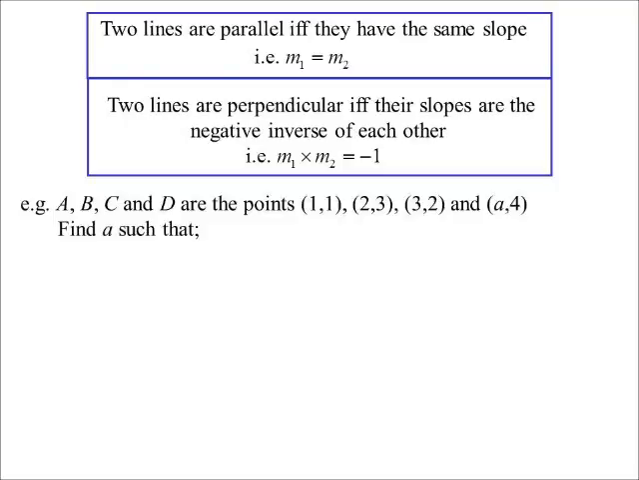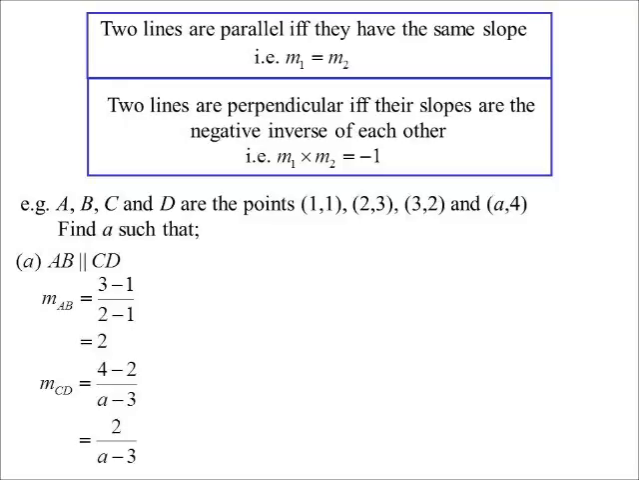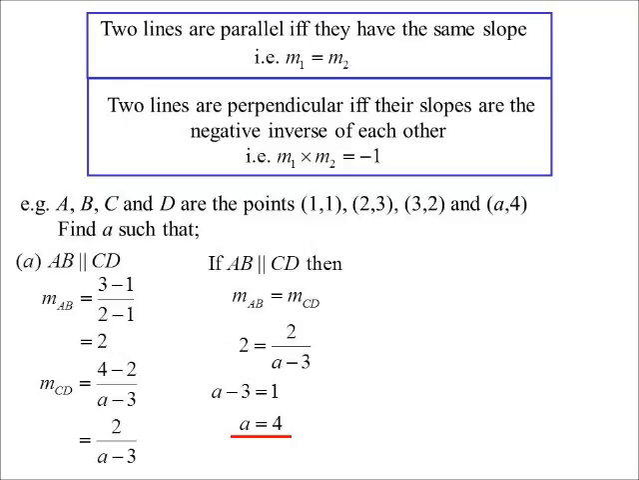Okay, so A, B, C, and D are those points. Oh, we're missing one of our numbers, A. So we're going to find A such that AB is parallel to CD. Well, if AB is parallel to CD, I know that slope AB, which I can work out, that's 2, must be the same as slope CD, which is 2 on A minus 3. So, all right, let's equate them. So 2 must be 2 on A minus 3, A minus 3 must be 1, A is 4.